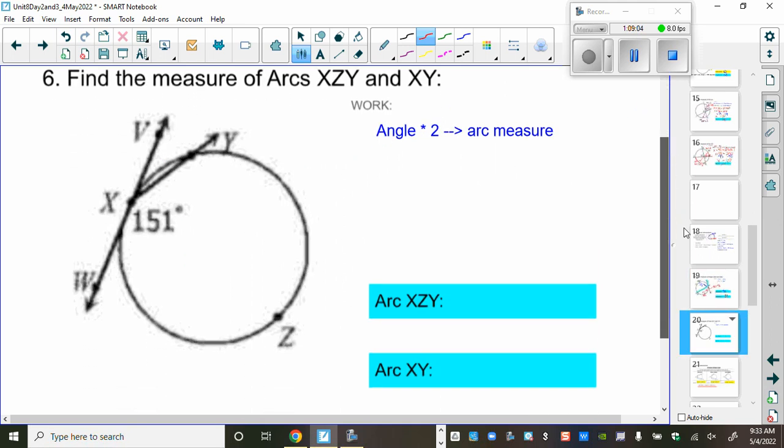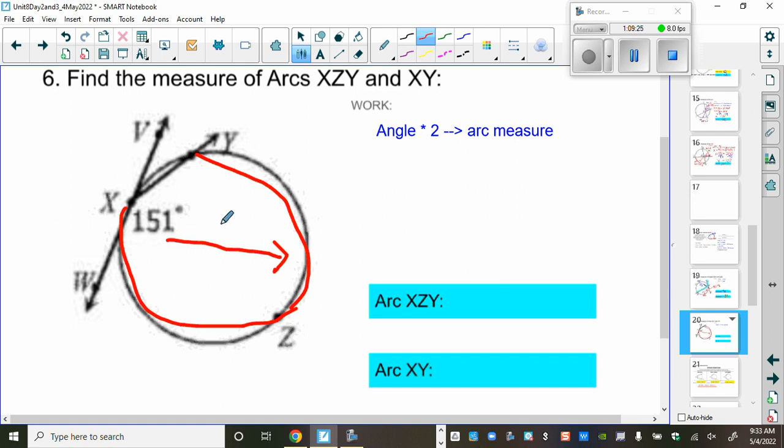Basically, the other problem is similar. The last one's basically the same idea, because we're going to go from angle to arc. We're not done yet. I have an angle. We first go to this arc. What's 151 times 2? So here's your arc, X, Z, Y. If I want to get that arc, what do I have to multiply my angle by? Times 2. So what's 151 times 2? 302.